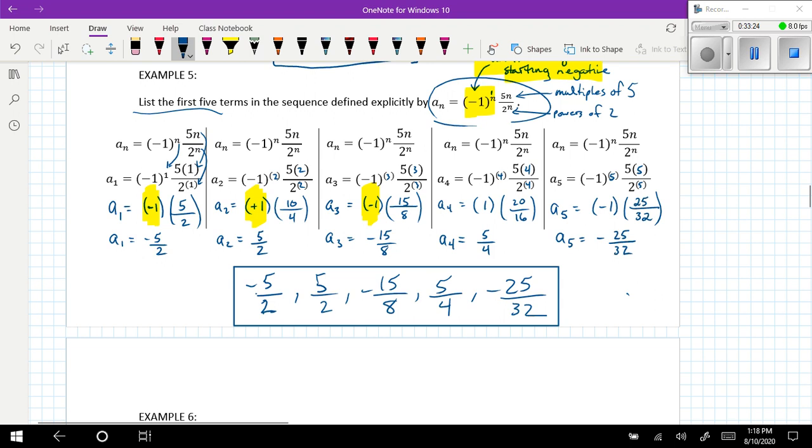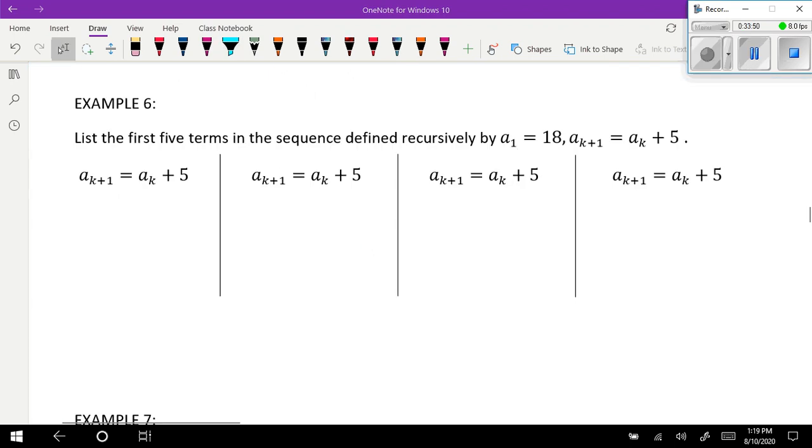So let me just do something for you here. Let me just highlight this. If I highlight this 5 over 2, 10 over 4, 15 over 8, 20 over 16, 25 over 32, hopefully there you can see your multiples of 5 are on top and your powers of 2 are on the denominator. Okay, and again, what's highlighted in yellow is your alternating sign starting negative. Okay, moving on to example 6 now.